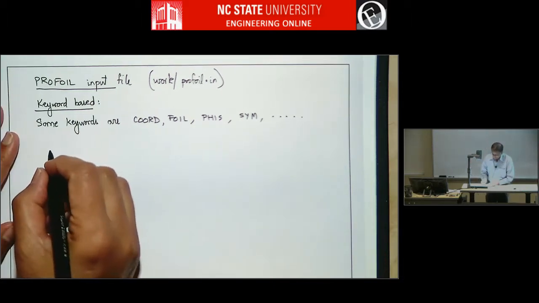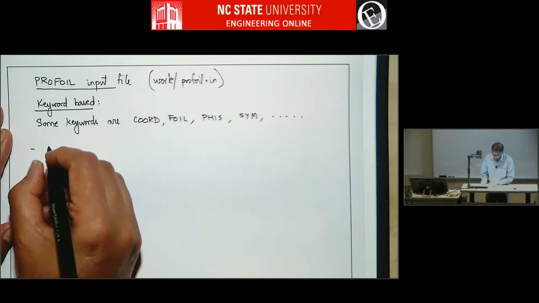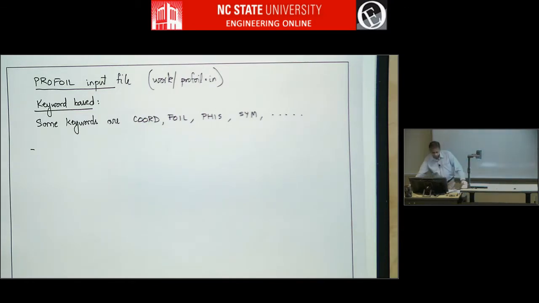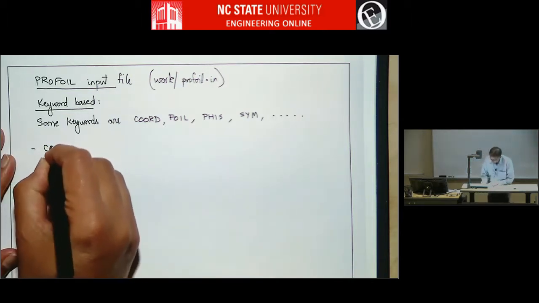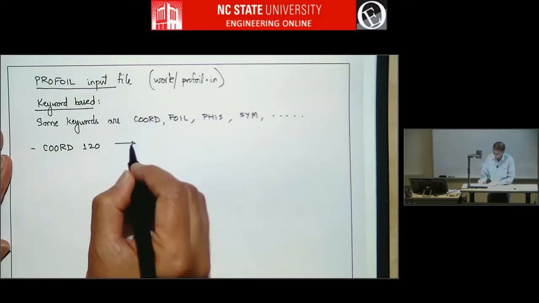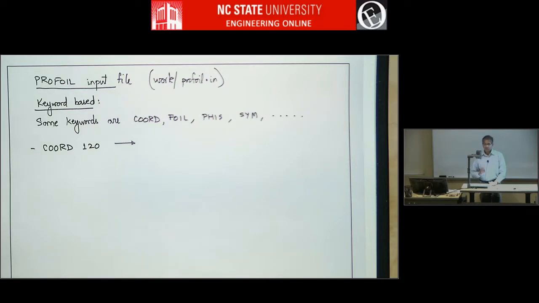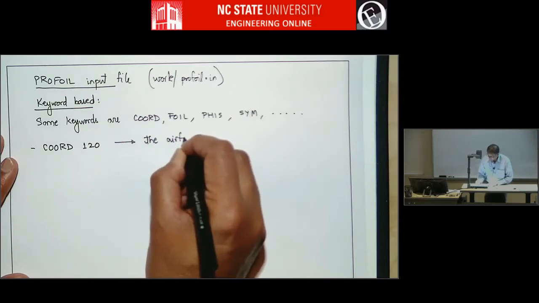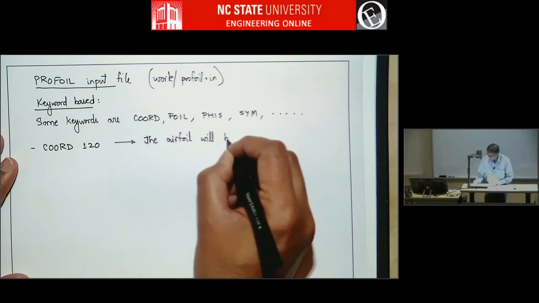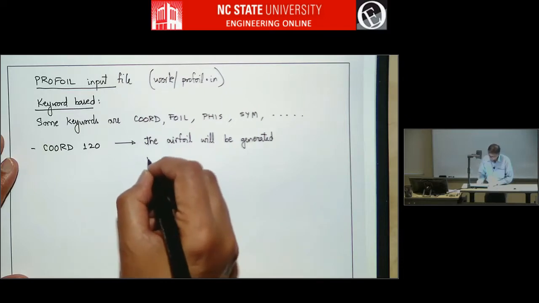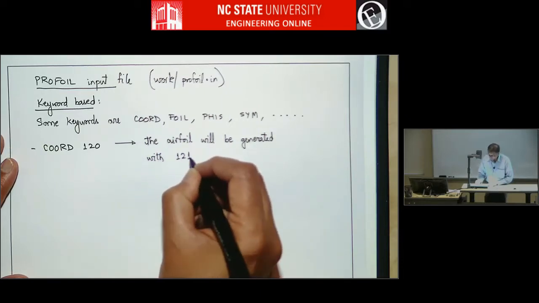So the first keyword is, you'll see this in the file. You'll see COORD 120. This keyword is usually the very beginning of the file. I think it's compulsory. This has got to be there. This means the airfoil will be generated with 121 coordinate points.